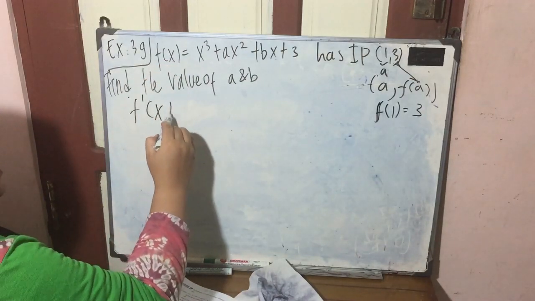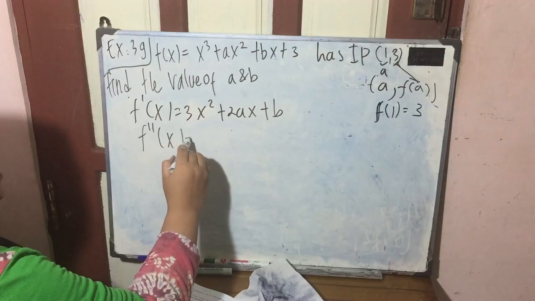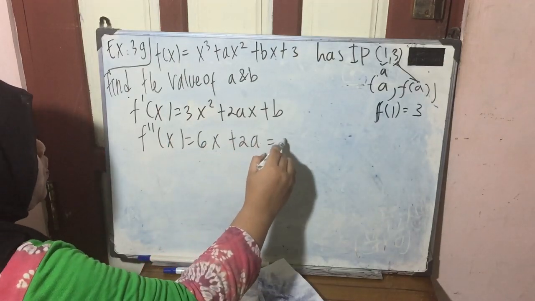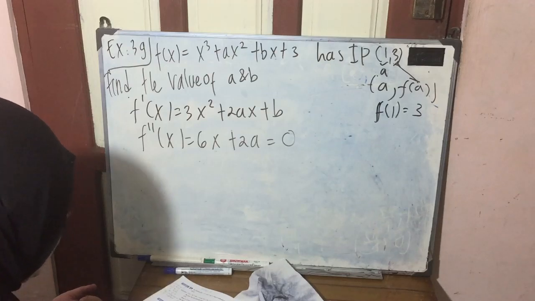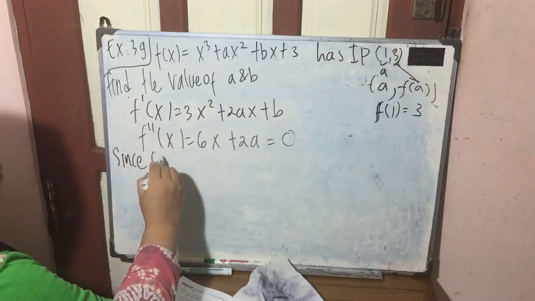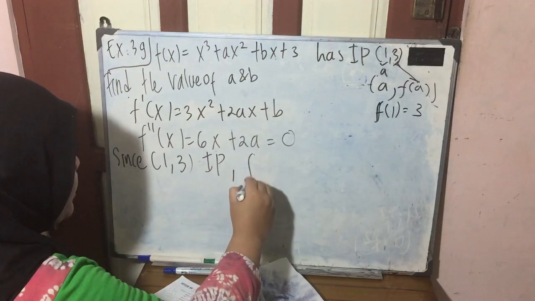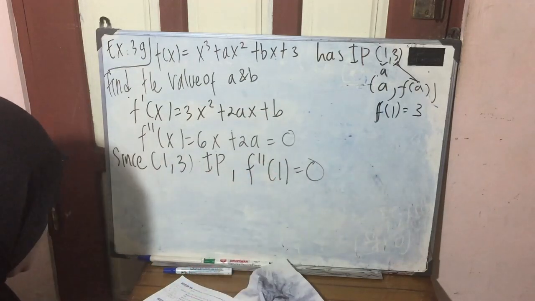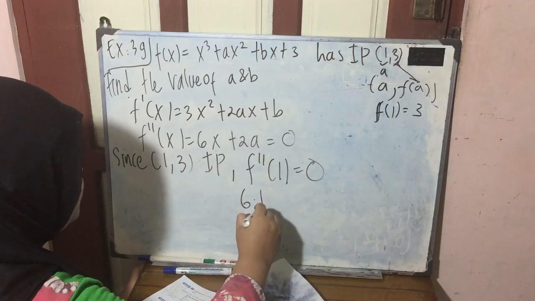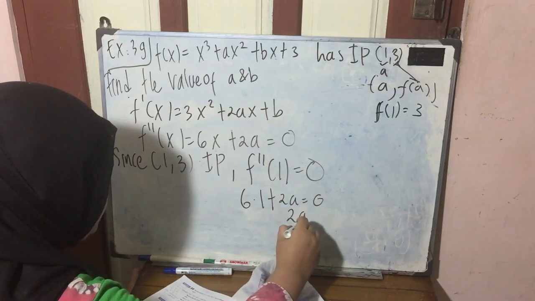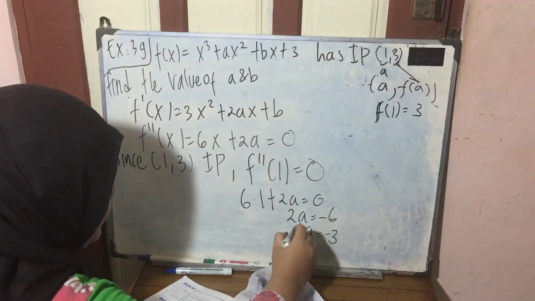The first derivative is 3x squared plus 2ax plus b. The second derivative is 6x plus 2a, set equal to 0. Since (1, 3) is an inflection point, the second derivative at 1 equals 0. Substitute: 6 times 1 plus 2a equals 0, so 2a equals minus 6, and a equals minus 3.